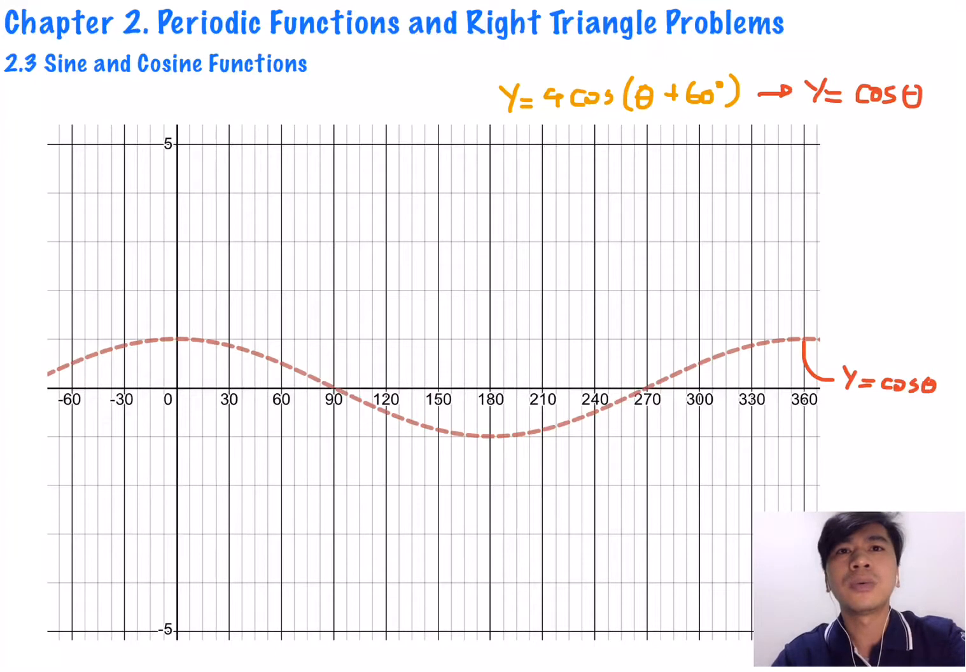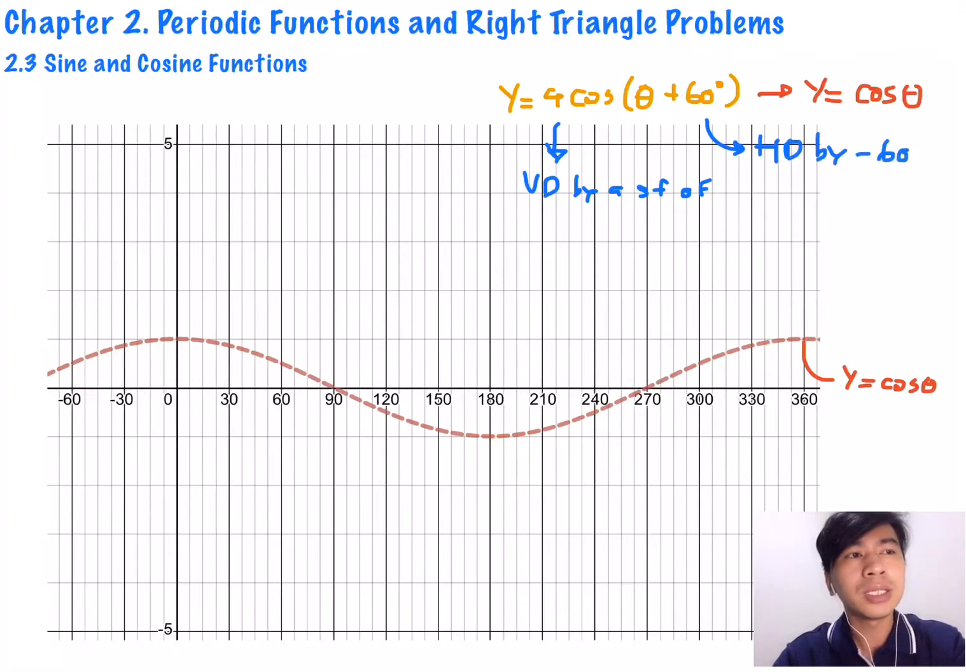So we know there are some transformations that happen from y equal with cos theta to this new function. So it must be that 4 is the vertical dilation by a scale factor of 4, and then the plus 60 degrees is a horizontal translation by negative 60 degrees. It means that it shifts to the left by 60 degrees. So let's put some points over here in order to help us get the image. Okay, so I put some points.